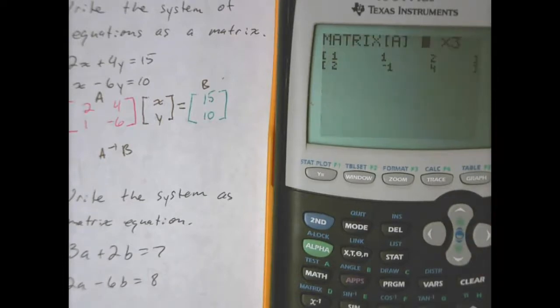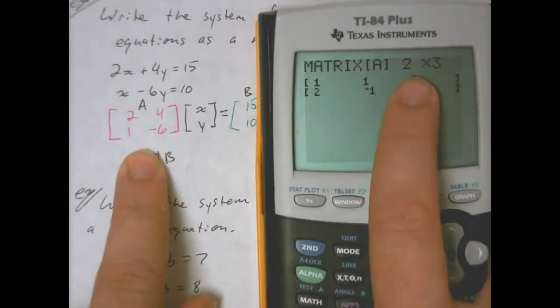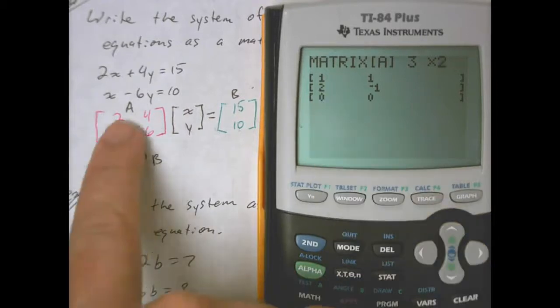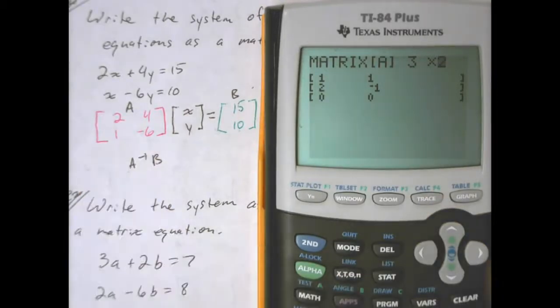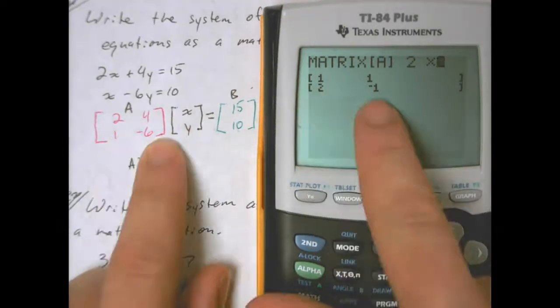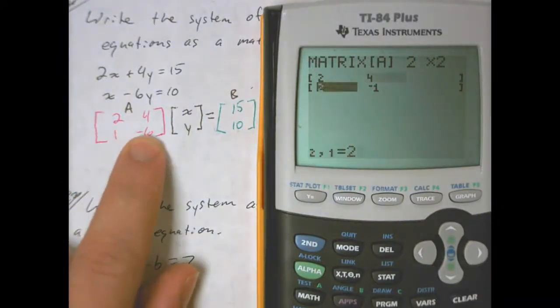I can edit my A matrix first, and it's asking for the matrix size. We know our A matrix is a 2 by 2, so I'll enter 2 by 2. Even if you get it wrong, say you entered a 3 by 2, you don't have 3 rows to enter, you only have 2 rows, so you can go back and fix it. Now all the numbers have a spot. I'm just going to enter the numbers exactly as they appear.